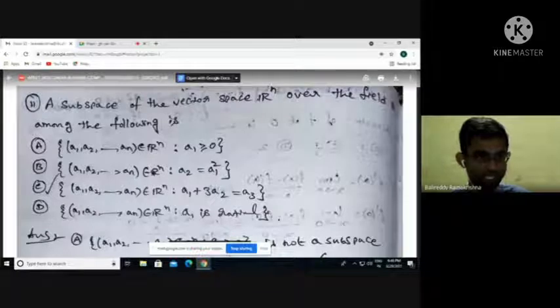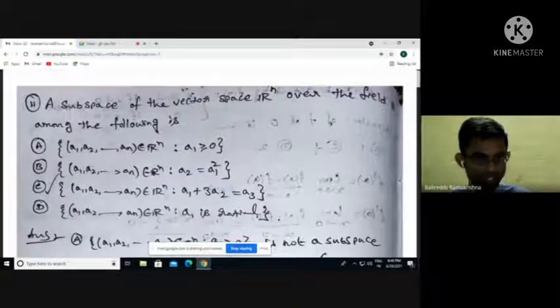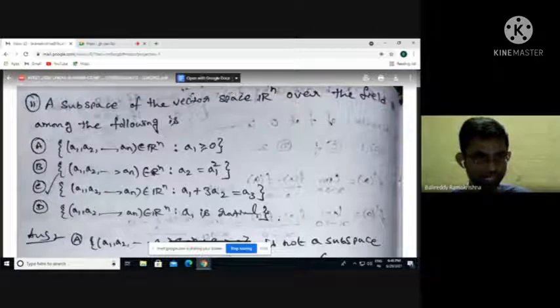Option number C, set of all n tuples a1 a2 so on an belongs to R power n such that a1 plus 3a2 is equal to a3. And option number D, set of all n tuples a1 a2 so on an belongs to R power n such that a1 is rational. So we have to choose one correct option from these four. And here the question is about, among these four, which one is the vector subspace of R power n.